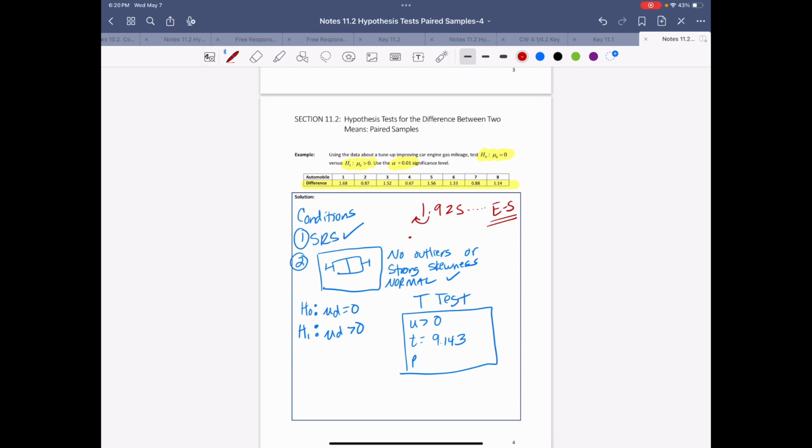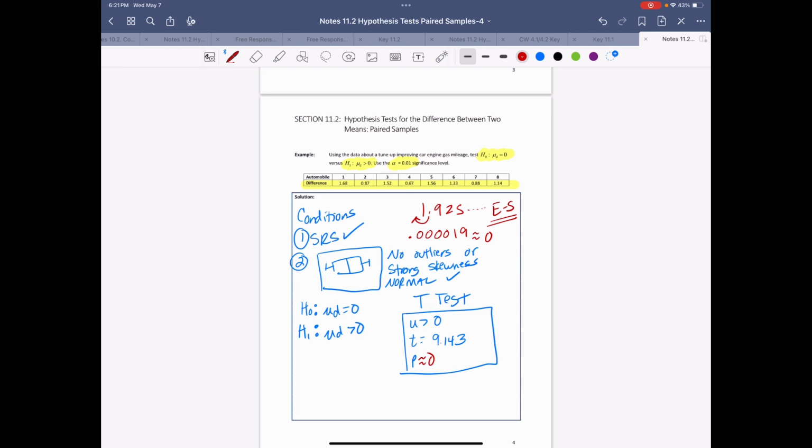So I need to add 4 zeros, 0.00001925. If you look at that number, that is approximately 0. If we took it to 4 decimals, it would be 0. So I'm going to put approximately 0 for my p-value. And here's what I'm going to say.